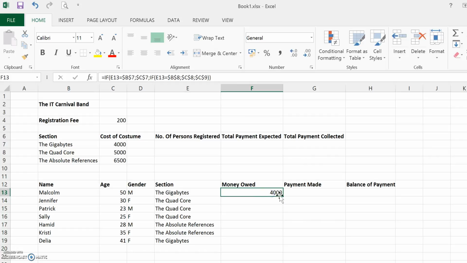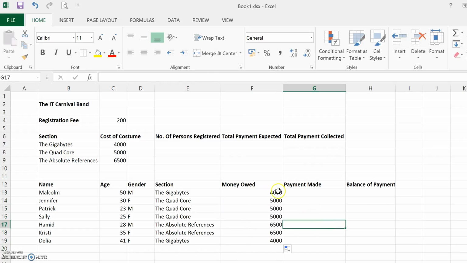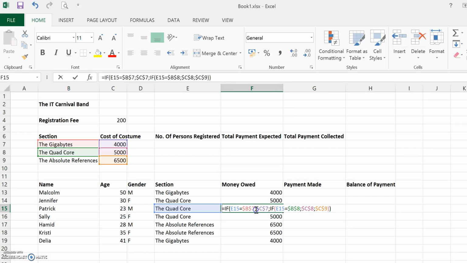So when I copy the cell down now, this formula here, I will see the money owed by each person for their costume. So let's investigate. This person is in the quad core, and notice how all of the references remain in this area to make the comparisons and to actually get the cost of the costume correctly.